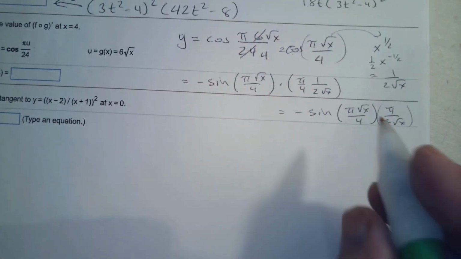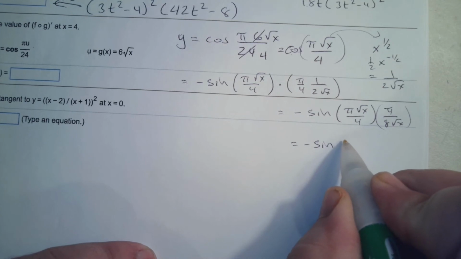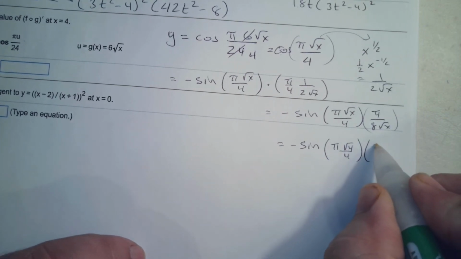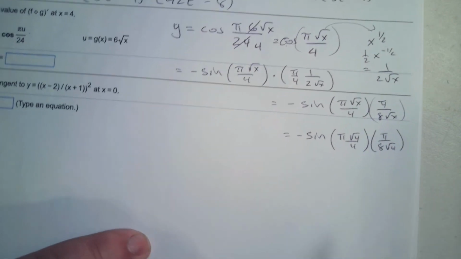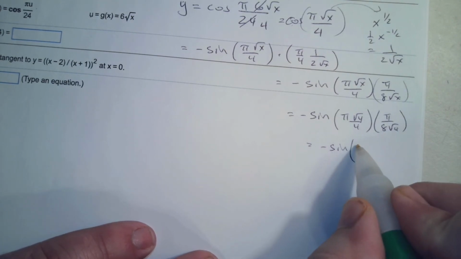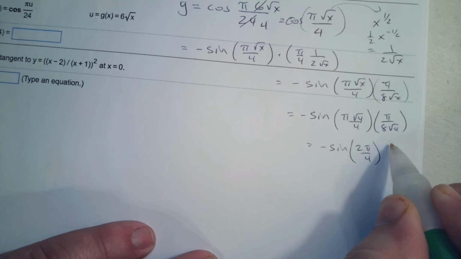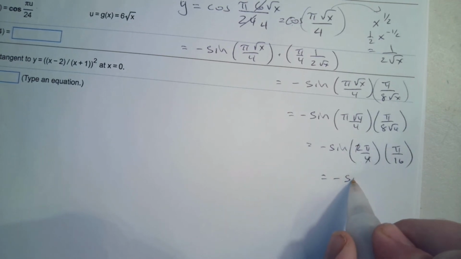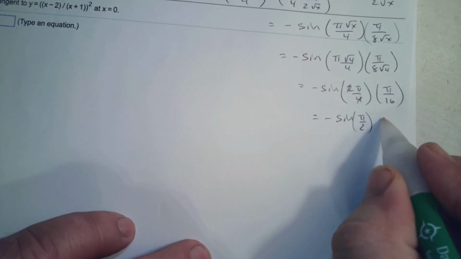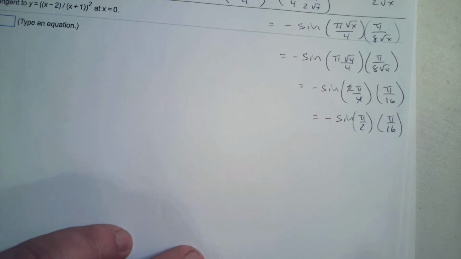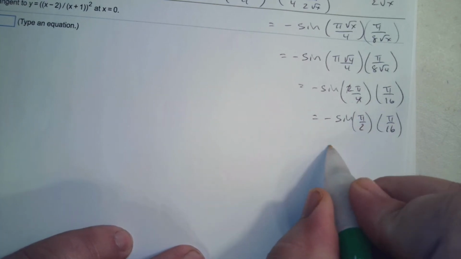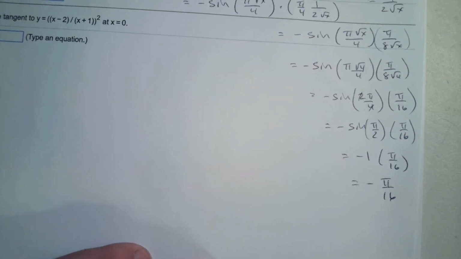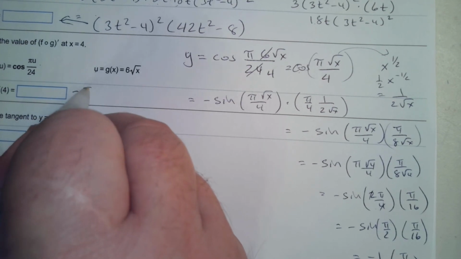Now when x equals 4, negative sine of square root of 4 over 4 times pi over 8 square root of 4. Square root of 4 is 2, so it's 2 pi over 4, pi over 16. So negative sine pi over 2 times pi over 16. Sine of pi over 2 is 1, so it's negative 1 times pi over 16, which is negative pi over 16. So that's this one. Negative pi over 16.